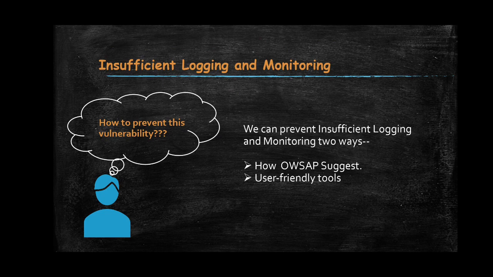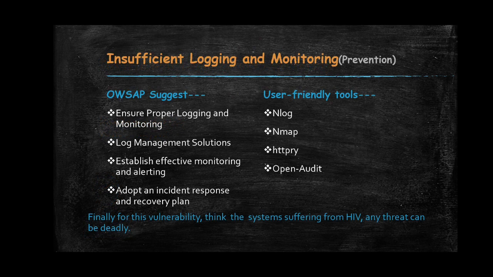We can prevent insufficient logging and monitoring in two ways. The first one is what OWASP suggests, and the second one is user-friendly tools. First we discuss what OWASP suggests. The first one is to ensure proper logging and monitoring. If proper logging is enabled in our web application, then we can use that data to analyze and find malicious activities. And the second one is a log management solution.